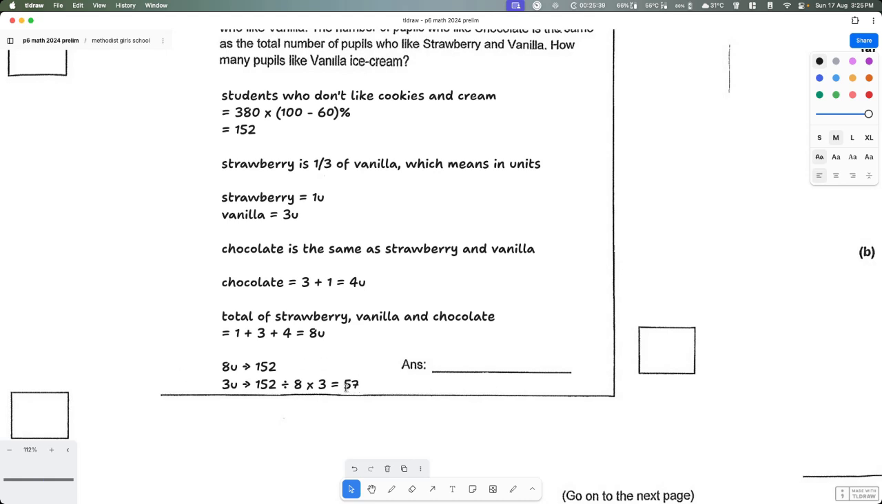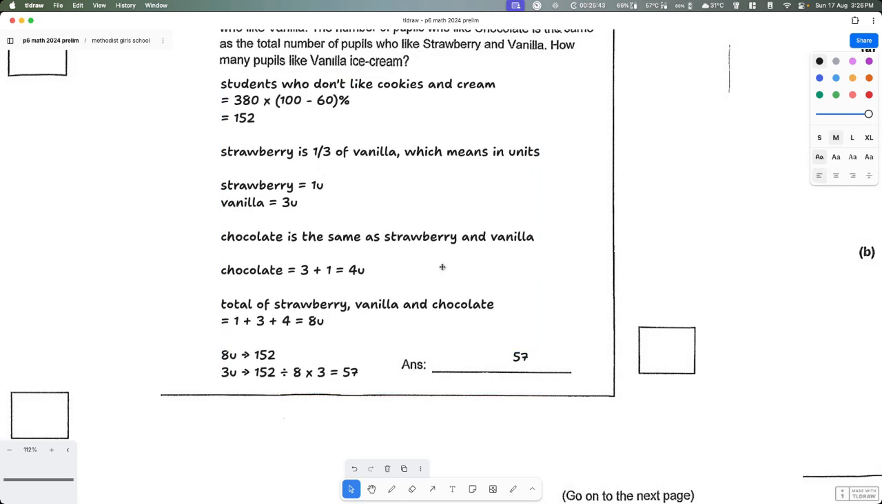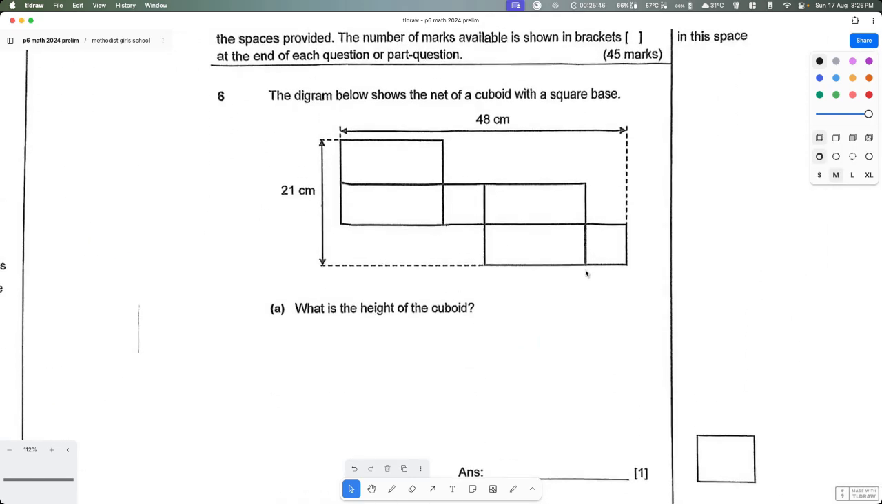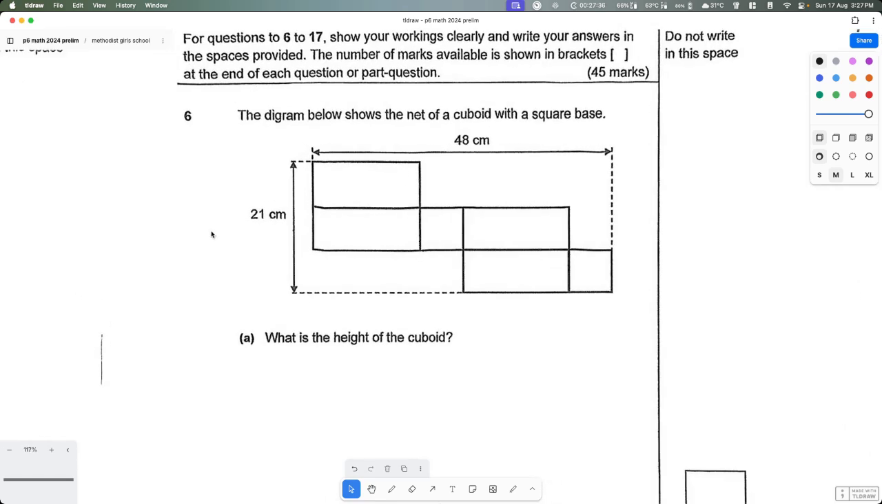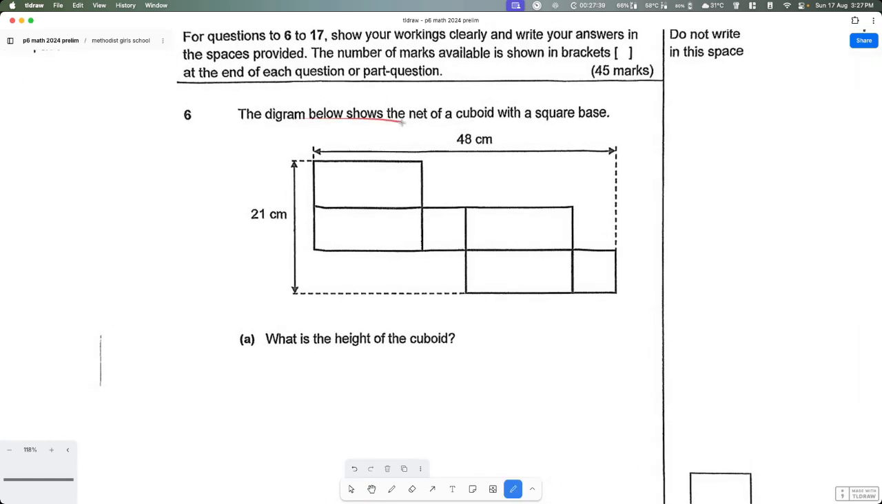There you go. So that's the answer. The answer is 57. All right, let's move to the next question. Question number 6. The diagram below shows the net of a cuboid with a square base.